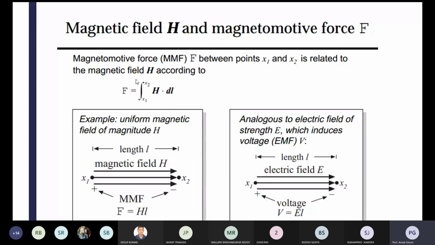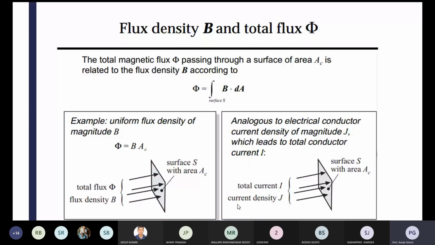So, take the example of a uniform magnetic field of magnitude H. This is analogous to the electrical field strength E, which induces the voltage EMF V. Definitely the same thing also happens for the electrical field. Magnetic field and electrical field. Then flux density B and the total flux phi. Again you need to calculate the flux density. You have the expression of the flux density B equals phi by A. For a small cross-sectional area, B equals phi by dA.